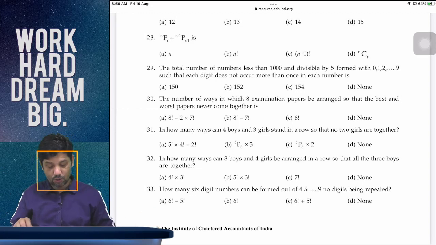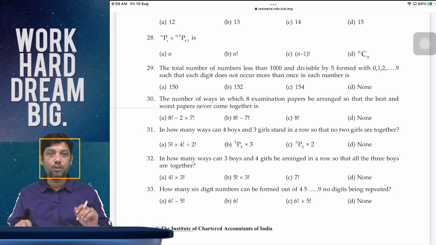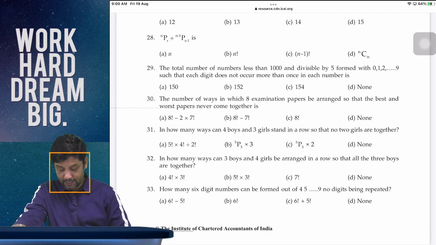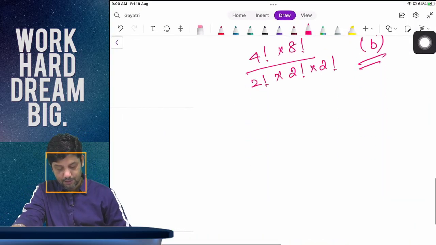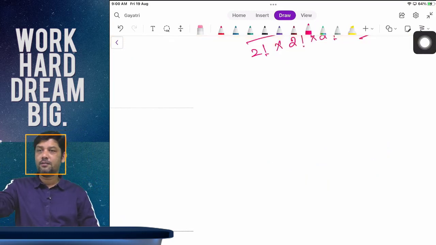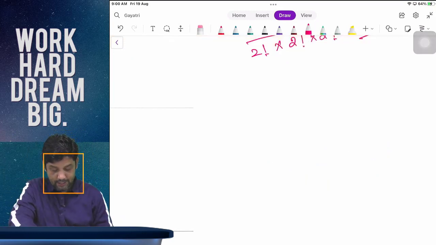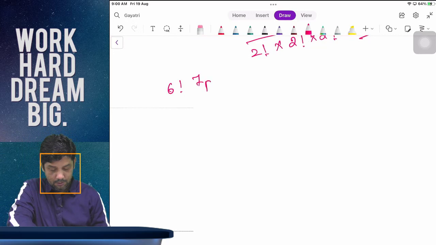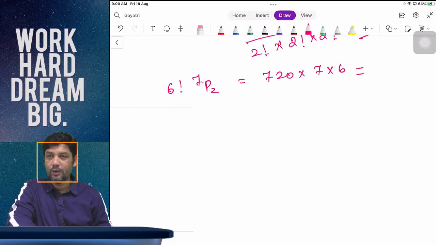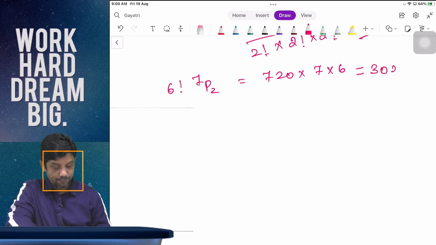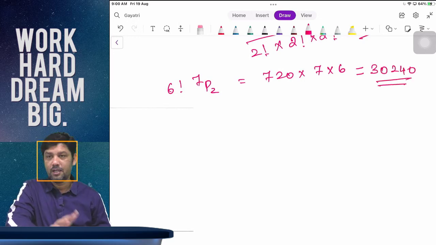Okay, now look at this. How to make the adjustment, I'll tell you. Please all of you listen here. What exactly is your answer? Is it nothing but 720 into 7 into 6? What is 720 into 42? Take your calculator and tell me, my dear. 30,240. Okay, this is our answer.